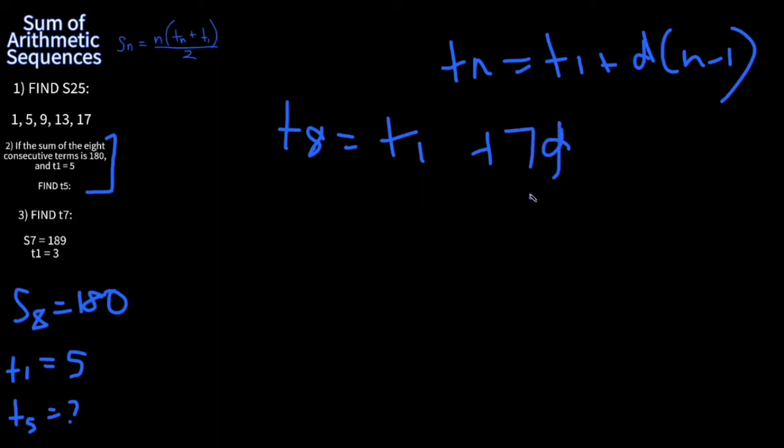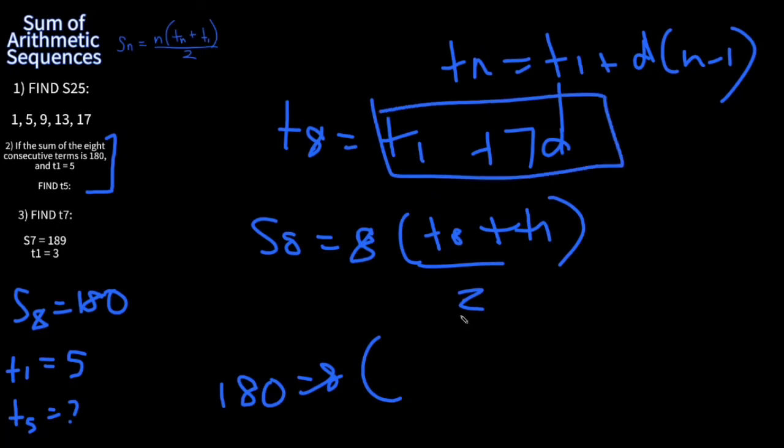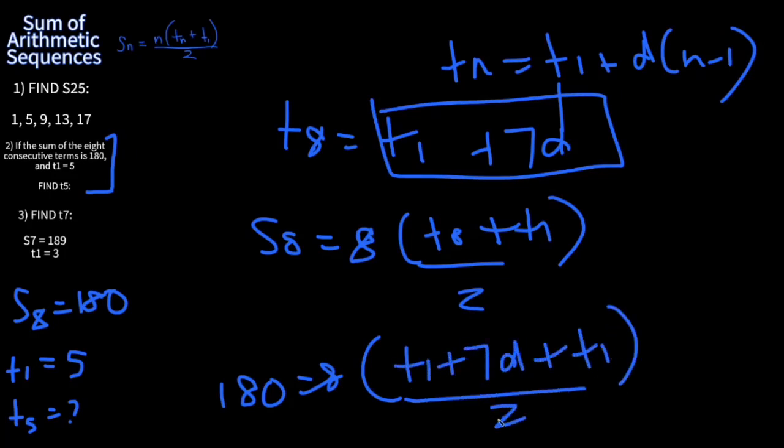T1 plus 7D. And so what you do now is you can put it into the equation. Now that T8 is equal to T1 plus 7D, so let's say S of 8 is equal to 8 times T of 8 plus T1 over 2. We know the sum of 8 is 180, and we can just write the 8 there equals 8. And we don't know what T8 is, but now we can just substitute this in. So it's T1 plus 7D plus T1 over 2. We know that T1 is 5, so it's just 5 plus 5 is equal to 10.